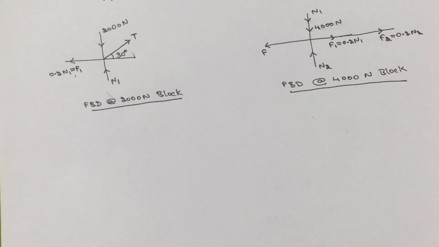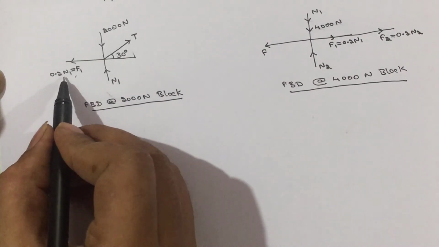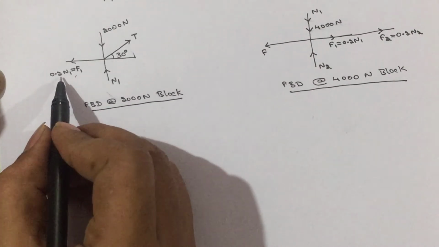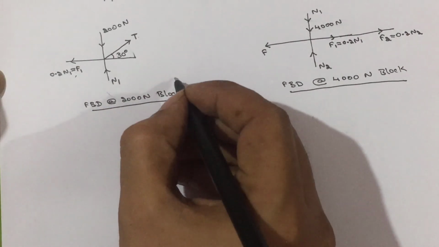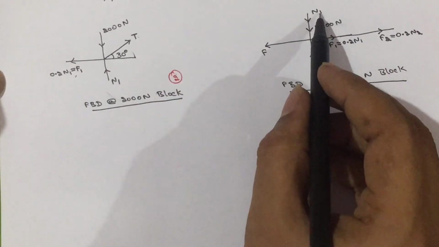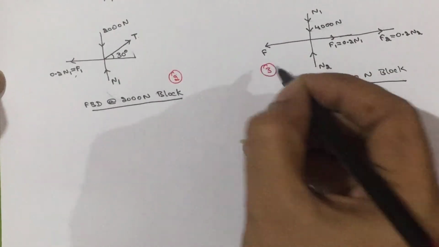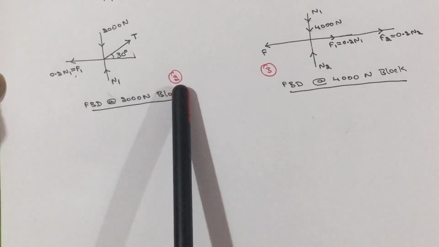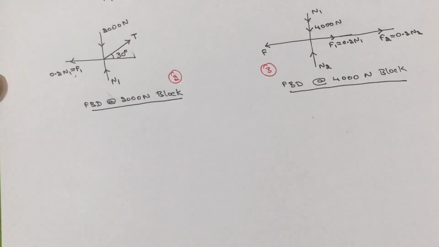Now before solving the problem, which free body diagram you are going to solve it first? For that, count the number of unknowns in each free body diagram. Here we have F1 will be written as in terms of N1, it is already written. So, N1 one unknown, T two unknowns, there are two unknowns. Here we have N1, N2 as well as F, three unknowns. So, take the free body diagram which has less number of unknowns. We took this one.